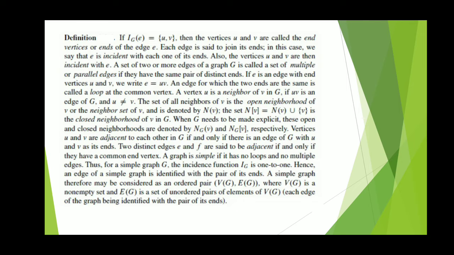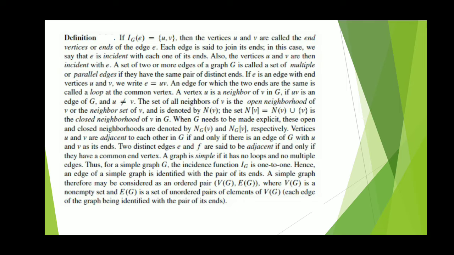Next is a neighbor of a vertex. A vertex U is a neighbor of a vertex V in G if UV is an edge of G and U is not equal to V. So for different vertices U and V, if there is an edge between these two vertices, then V is a neighbor of U.